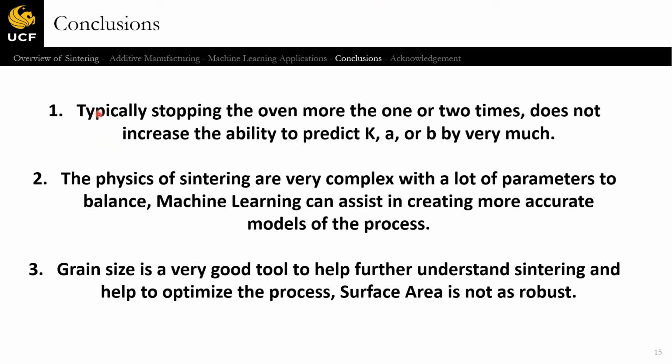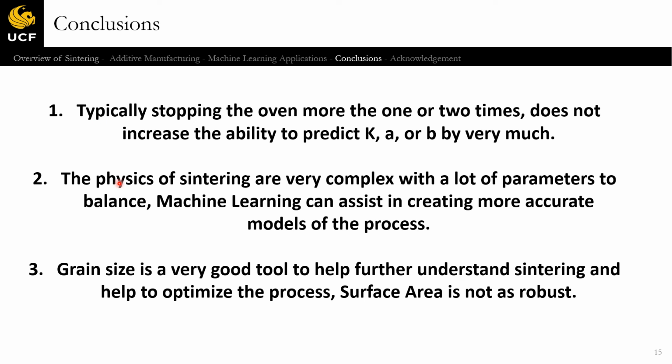So 3 conclusions we can take from this work is that typically stopping the oven more than 1 or 2 times does not increase your ability to predict K, A, or B by that much. So 1 or 2 stops should be sufficient unless you want a very accurate prediction of the sintering trajectory.